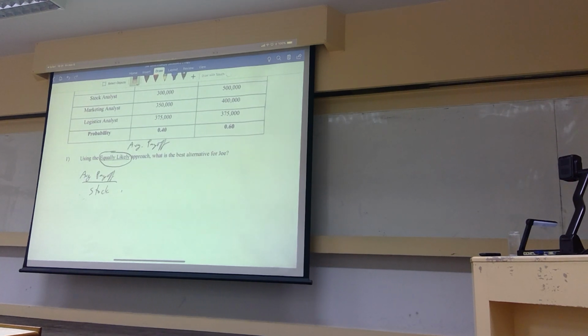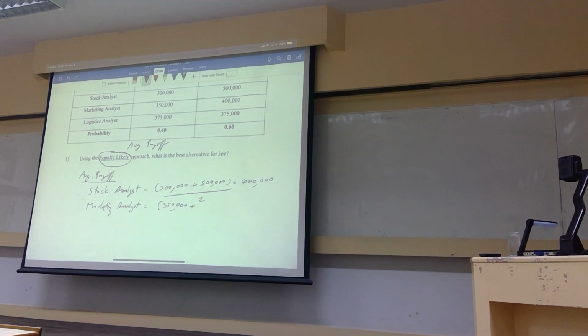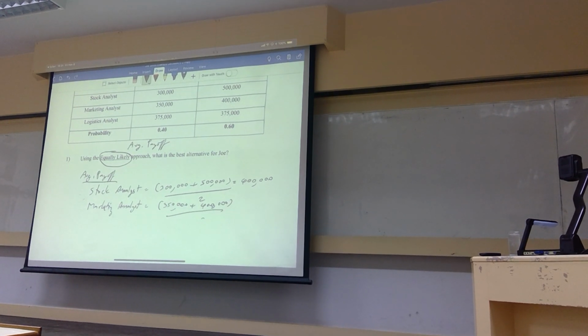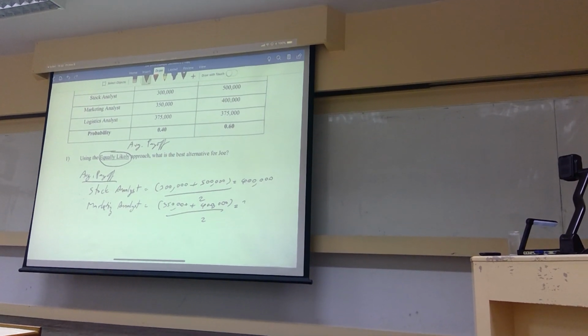So I'm going to show using stock: 300,000 plus 500,000, divided by 2. So we have 400,000. This is the average payoff for stock analysis. For marketing, once again, we have 350,000 plus 400,000, all divided by 2. So then you need to help me. 375, right?